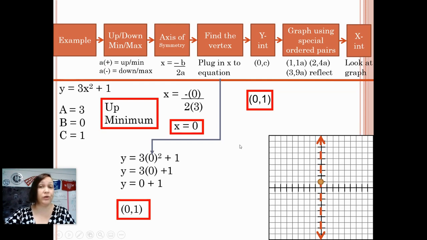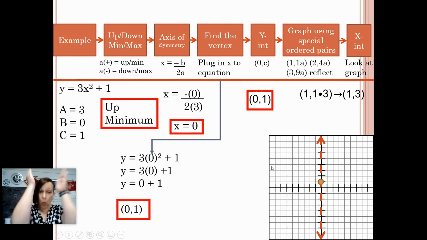All right, our special ordered pairs are going to change again. This time, I'm multiplying my y-coordinate by the number 3, so it's an even bigger change. My first special ordered pair, instead of 1, 1, is going to change into 1, 3. Remember, the bigger the a, the steeper, the quicker it's going to rise. So starting at my vertex, not the origin, over 1, up 3. It's already gotten super skinny right here.